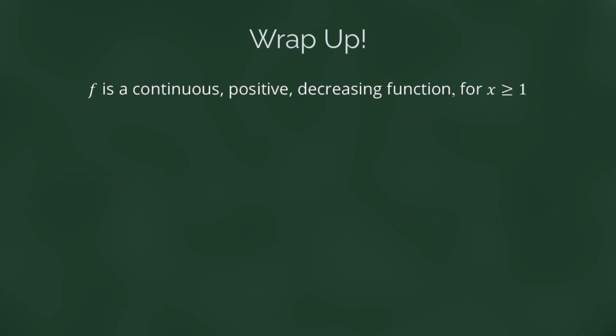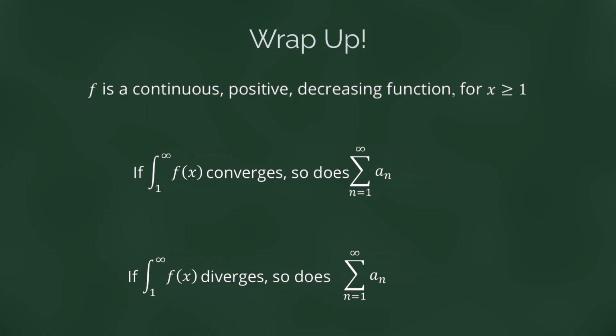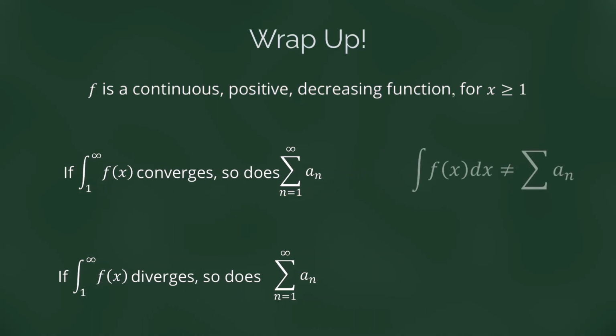So to wrap things up, if you have a function that corresponds to a sequence and that function is continuous, positive, and decreasing for values of x bigger than or equal to 1, then you know that when the integral converges, the corresponding series converges. When the integral diverges, the corresponding series also diverges. And one more gentle reminder that in the case of convergence, while we might be able to determine that the series converges, the value of the integral does not tell us anything about the value of the series.